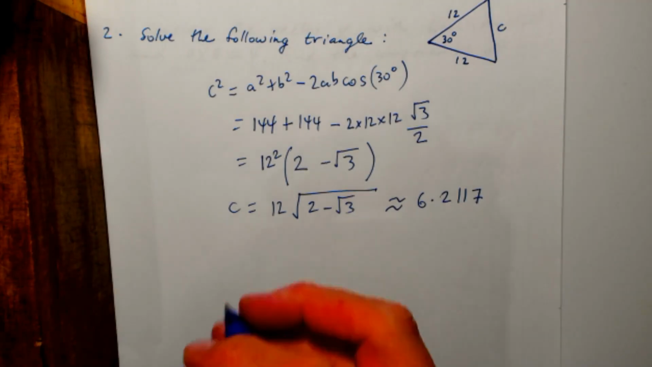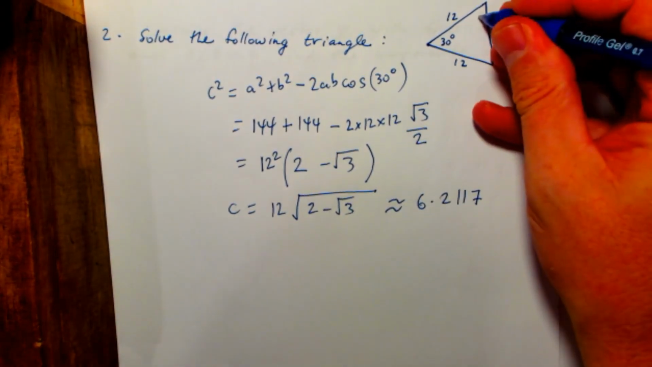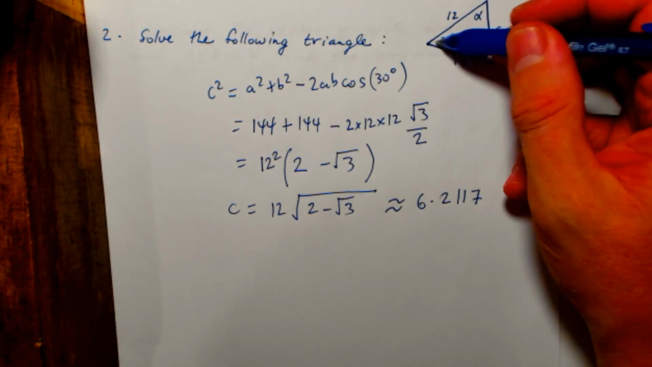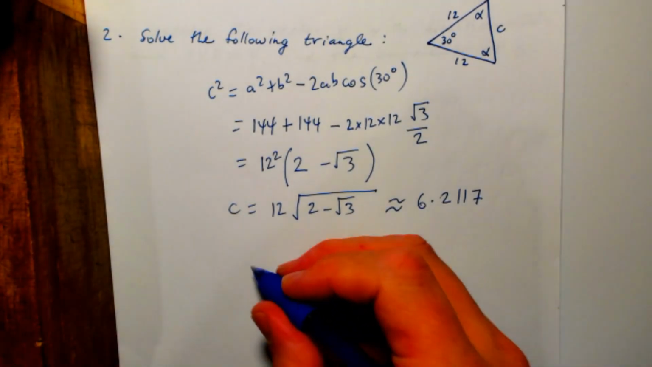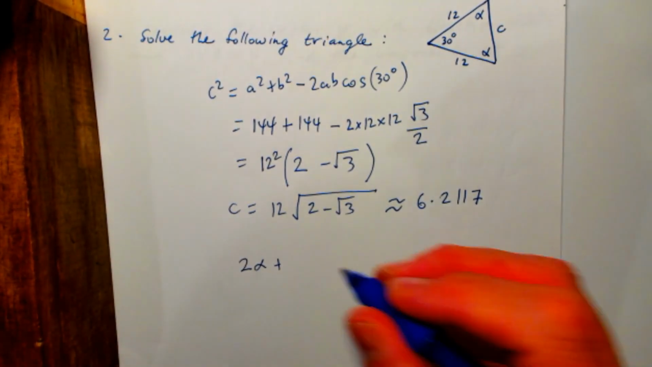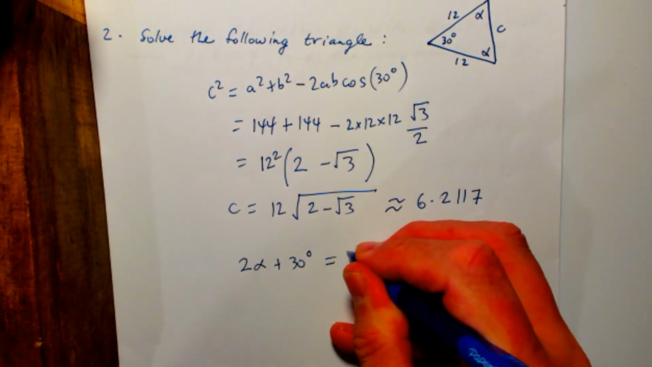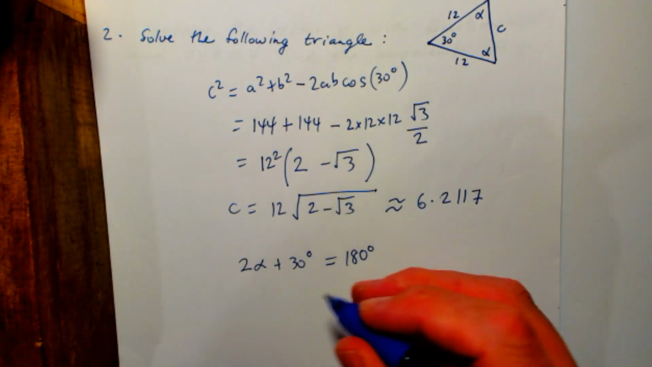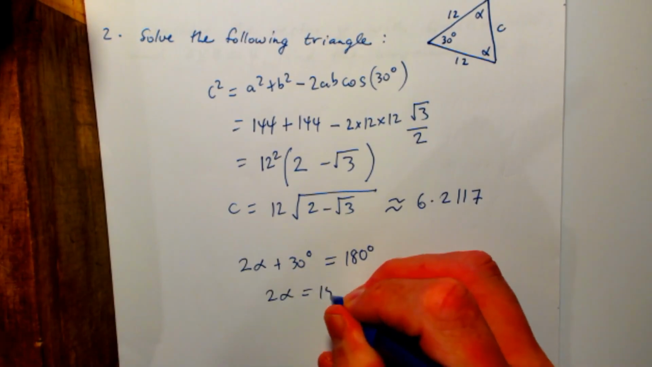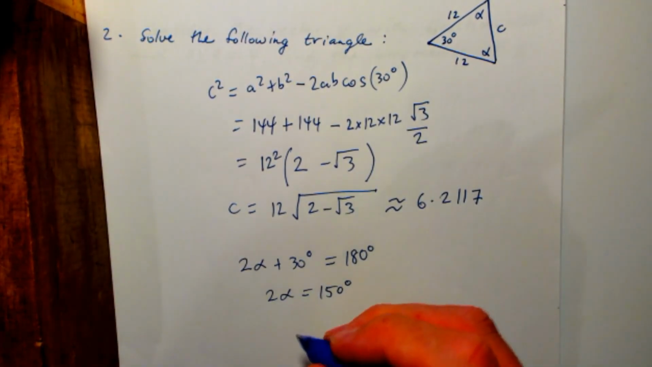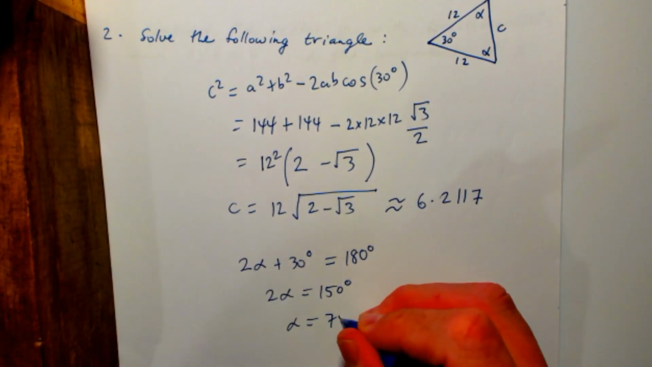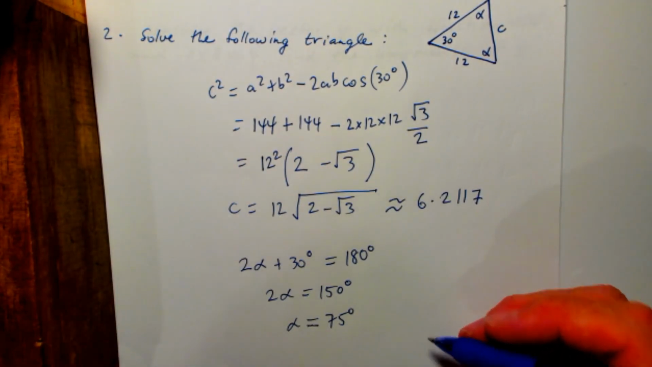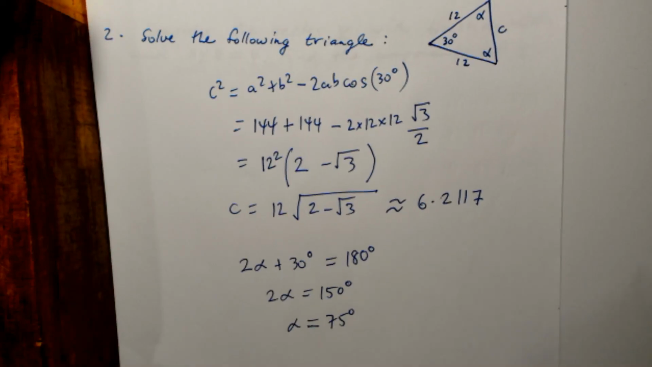We've got one of them, so let's call this alpha and this alpha because those are equal, because we've got an isosceles triangle. So 2 alpha plus 30 degrees has to add up to 180 degrees. So 180 minus 30 is 150, and half of 150 is 75 degrees. Okay, great, that's that one complete.